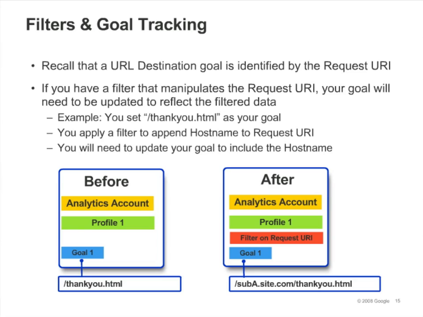If you are using a filter that manipulates the request URI, make sure that your URL destination goal is defined so that it reflects the changed request URI field. For example, in the slide, we have a profile that defines thankyou.html as a URL destination goal. But we have another profile with a filter that appends the host name to the request URI. So, for this profile, we need to change the goal definition accordingly.